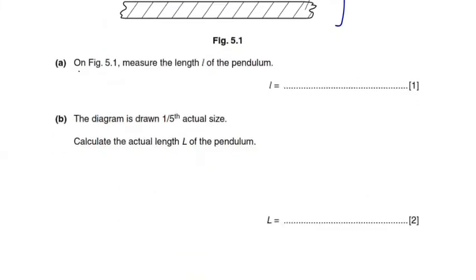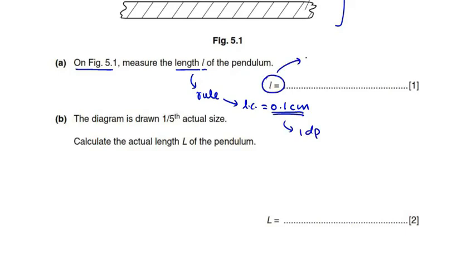Part A says on figure 5.1, measure the length small l of the pendulum. Let's do that. Let's measure the length small l with a 30 centimeter plastic rule. Now students, we know that the least count of a typical plastic rule is 0.1 centimeter, and the value of 0.1 centimeter has one decimal place. So the measurement of small l made with a plastic rule should also be stated to one decimal place, like this, 10.5 centimeters. Actually, students, I've already measured the length and I know that it measures as 10.5 centimeter. Let's do the next part now.